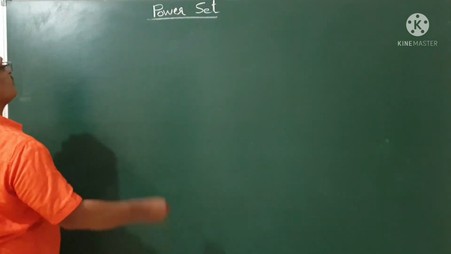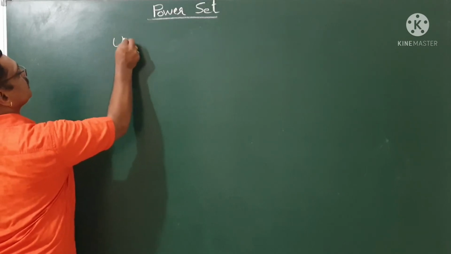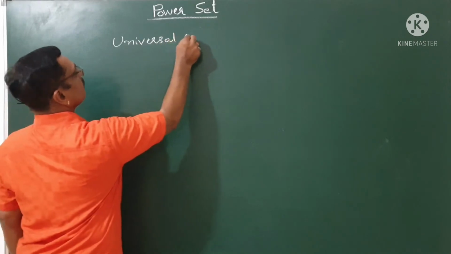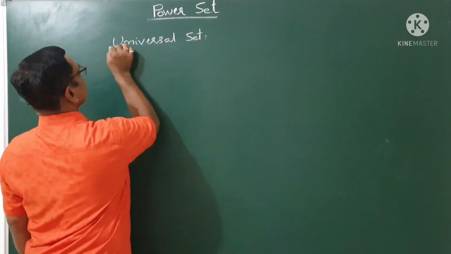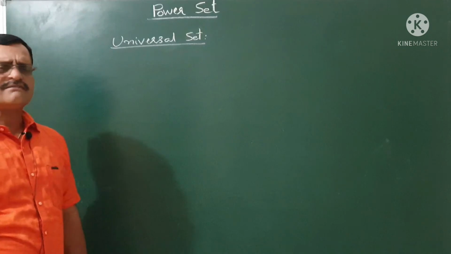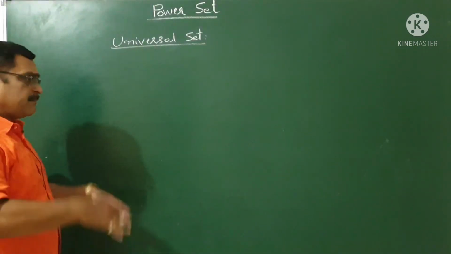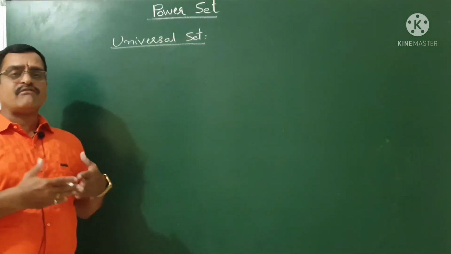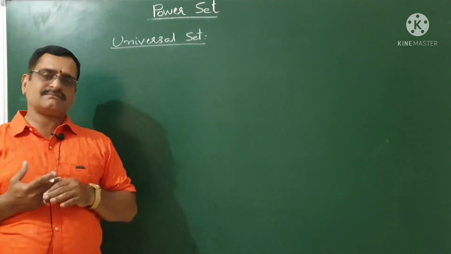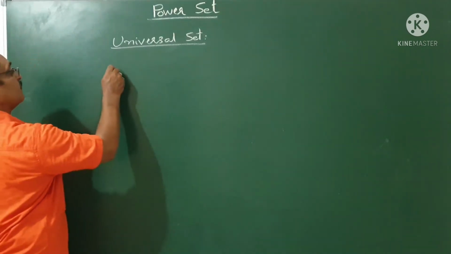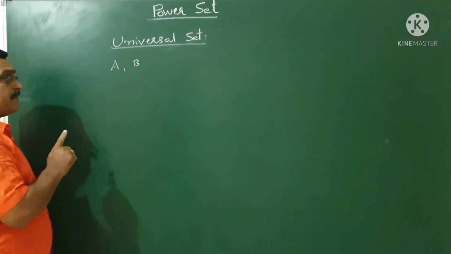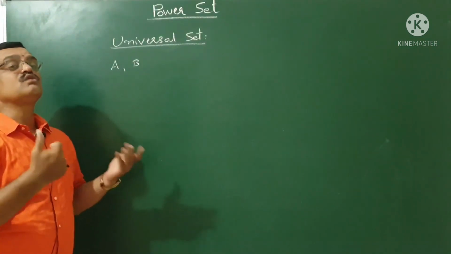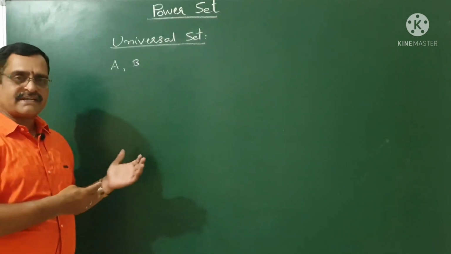The next concept is universal set. It is very simple. Universal set means, in a particular context, suppose in a particular problem we are dealing with, say, two sets, set A and set B. Between these two sets, which set is the superset?